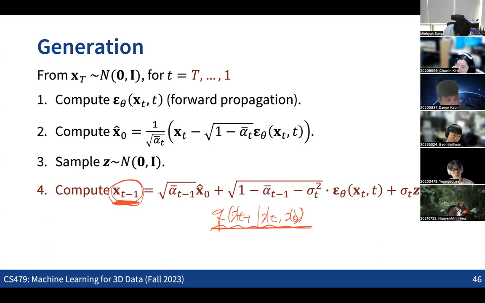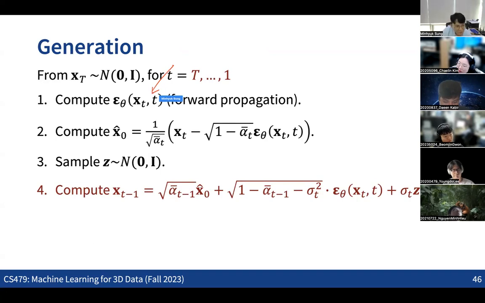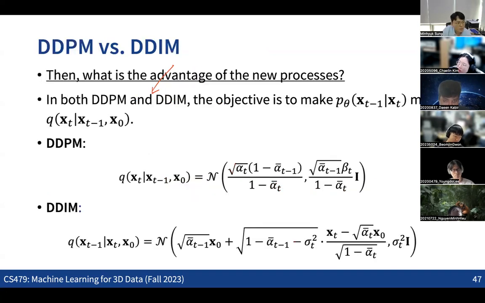Starting from x capital T, we predict the noise, get a prediction of x0, then sample z, and based on that we calculate xt minus 1, which is defined based on the new definition of this conditional distribution. So that's interesting: while we make changes in the reverse process, we are still using the same noise predictor that was trained for the DDPM process.